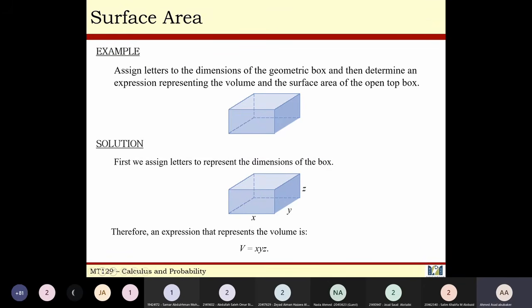طيب another example, assign letters for the dimensions of a geometric box. عادة box we have x, y and z for the height. طول عرض ارتفاع. And write the volume. The volume equals x multiplied by y multiplied by z. الفوليوم لأي بوكس الحجم وطول عرض بارتفاع. And the surface area. How many surfaces do we have if we have an open top box? كم سطح عندي لهذا البوكس إذا كان open top box. How many surfaces?